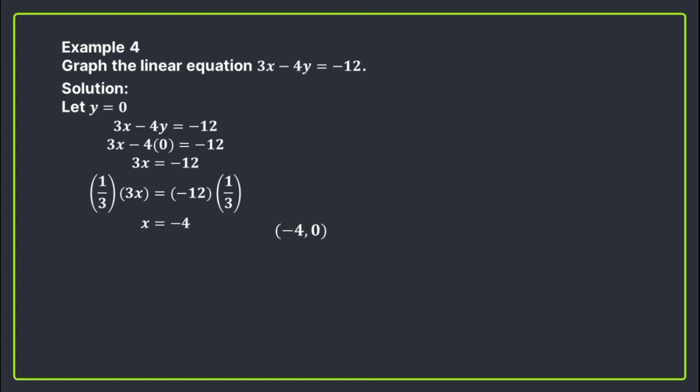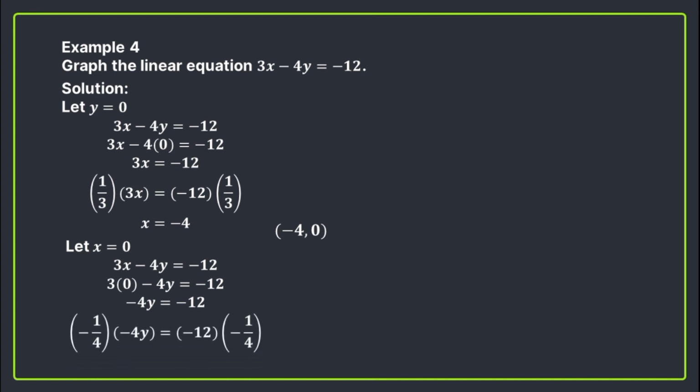And next, we also find the value for y. So we let x equal 0, and we substitute the value of x, which is 0. So 3 times 0 minus 4y equals negative 12. Since 3 times 0 minus 4y is negative 4y, we copy the negative 12, and we multiply both sides by negative 1/4 to remove the negative 4. So we have now the value for y, which is 3. So we have now the point (0, 3).